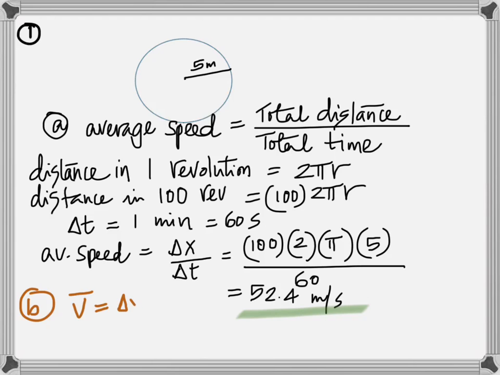In the B part, you're asked to find the average velocity over one revolution. And the average velocity is displacement over time. Since the displacement is 0, since it comes back to the starting point after every rotation, the displacement is 0, therefore the average velocity is 0.